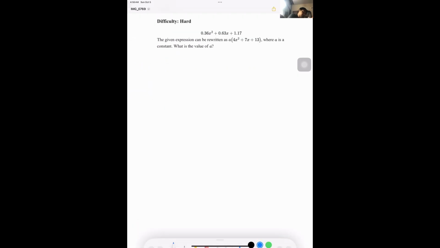Question number, okay, I forgot the count, but okay, this is the next question. This is the given expression can be written as this, where a is a constant. What is the value of a? Okay, so we are taking something common.